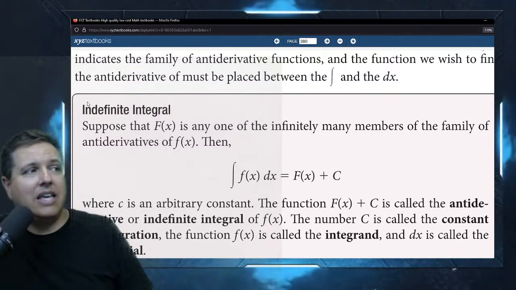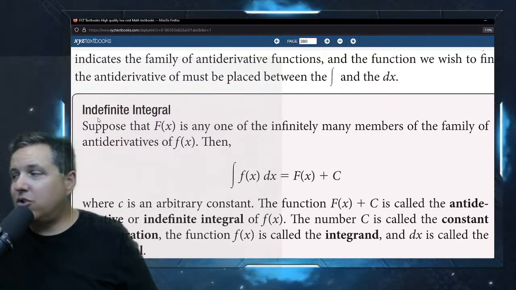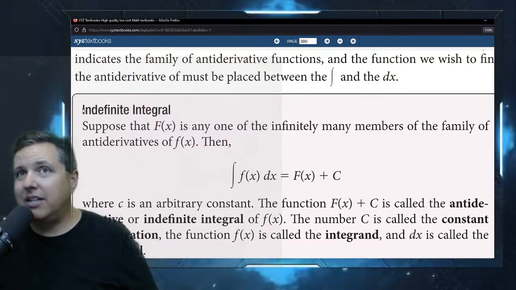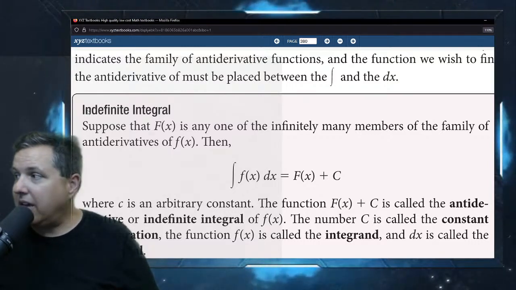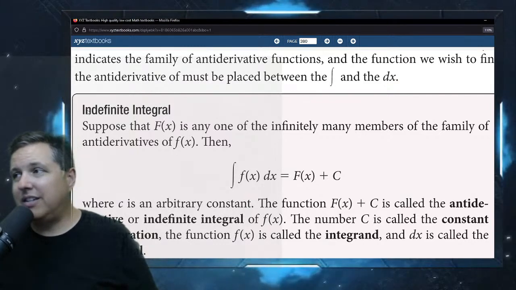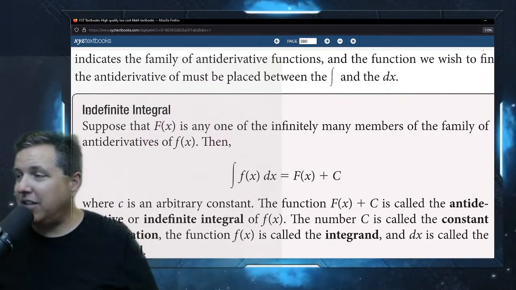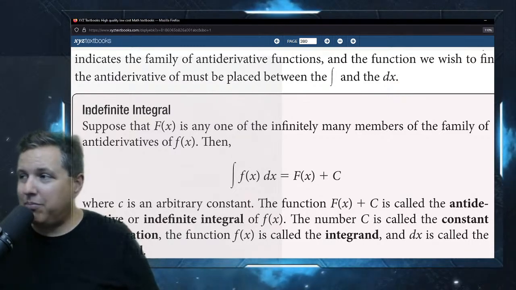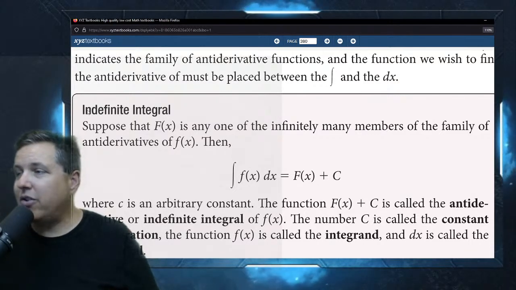And this is the indefinite integral. You want to make sure you're getting comfortable with that, because next week we're going to learn about the definite integral, which seems very different, and then we end up connecting them all and finding out they're related.